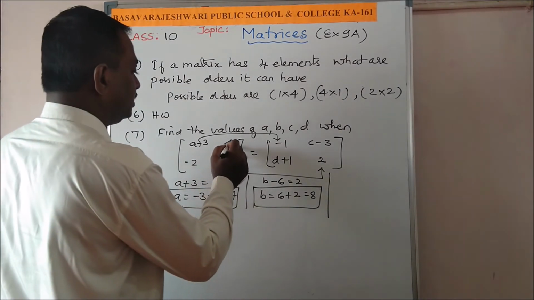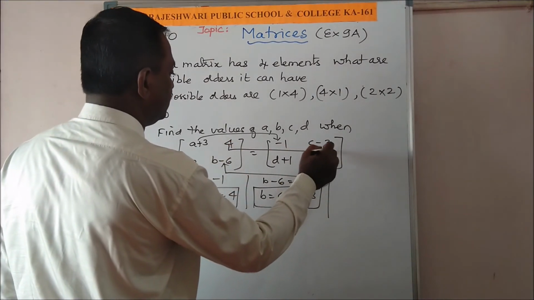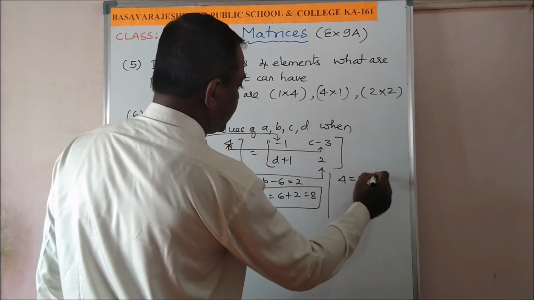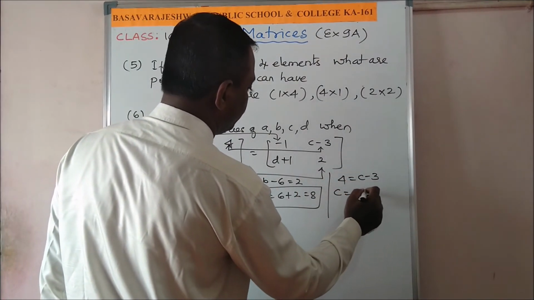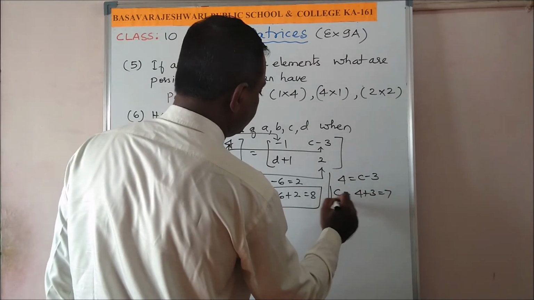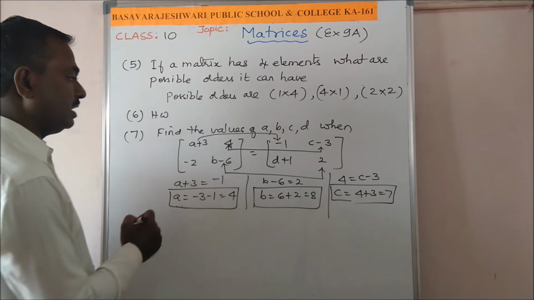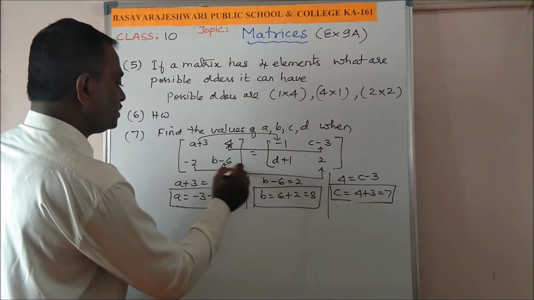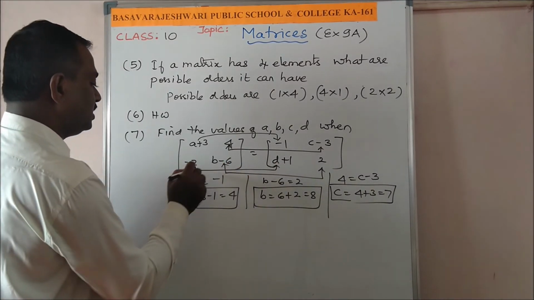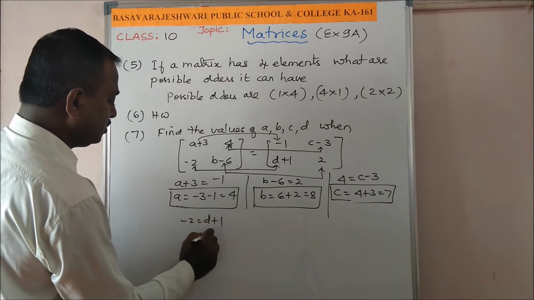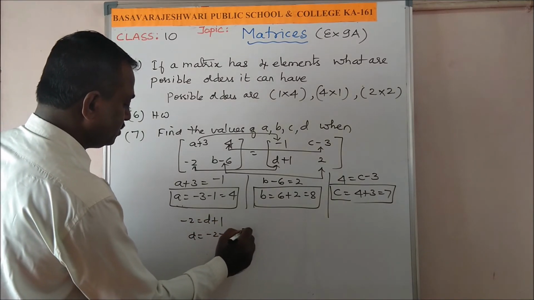Similarly, we can find out C. 4 is equal to C minus 3, or C is equal to 4 plus 3, which is equal to 7. C value is 7. Where is the D? Minus 2 is equal to D plus 1, or D is equal to minus 2 minus 1, which is equal to minus 3.